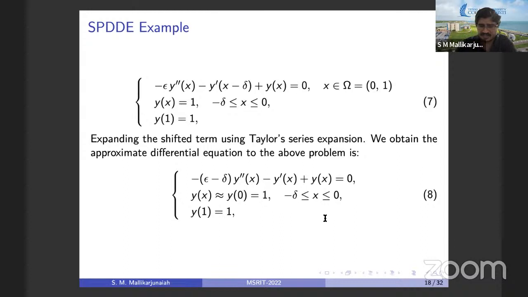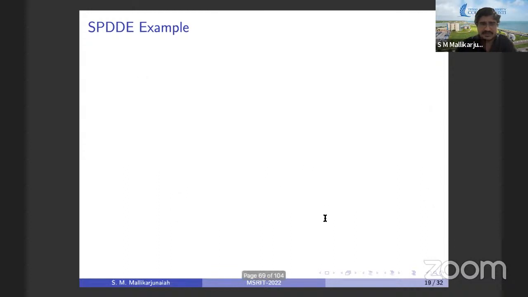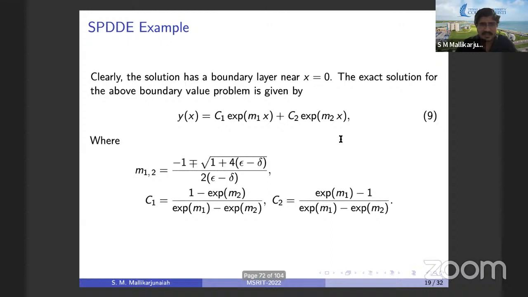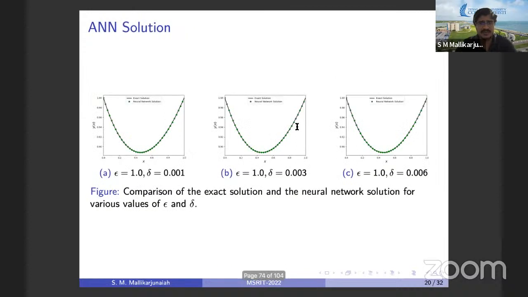Now since it's a second order homogeneous differential equation, we can actually compute the solution by hand. I took this example so that we can compute by hand, and it's easy for us to compare. If we compute by hand, equation 9 is a solution, where m1 and m2 are given by the last but one formula, and c1 and c2 are given by the last equation. Now you have an exact solution that satisfies both the differential equation and the boundary condition. Let's put that into our network method and see what the solution looks like.